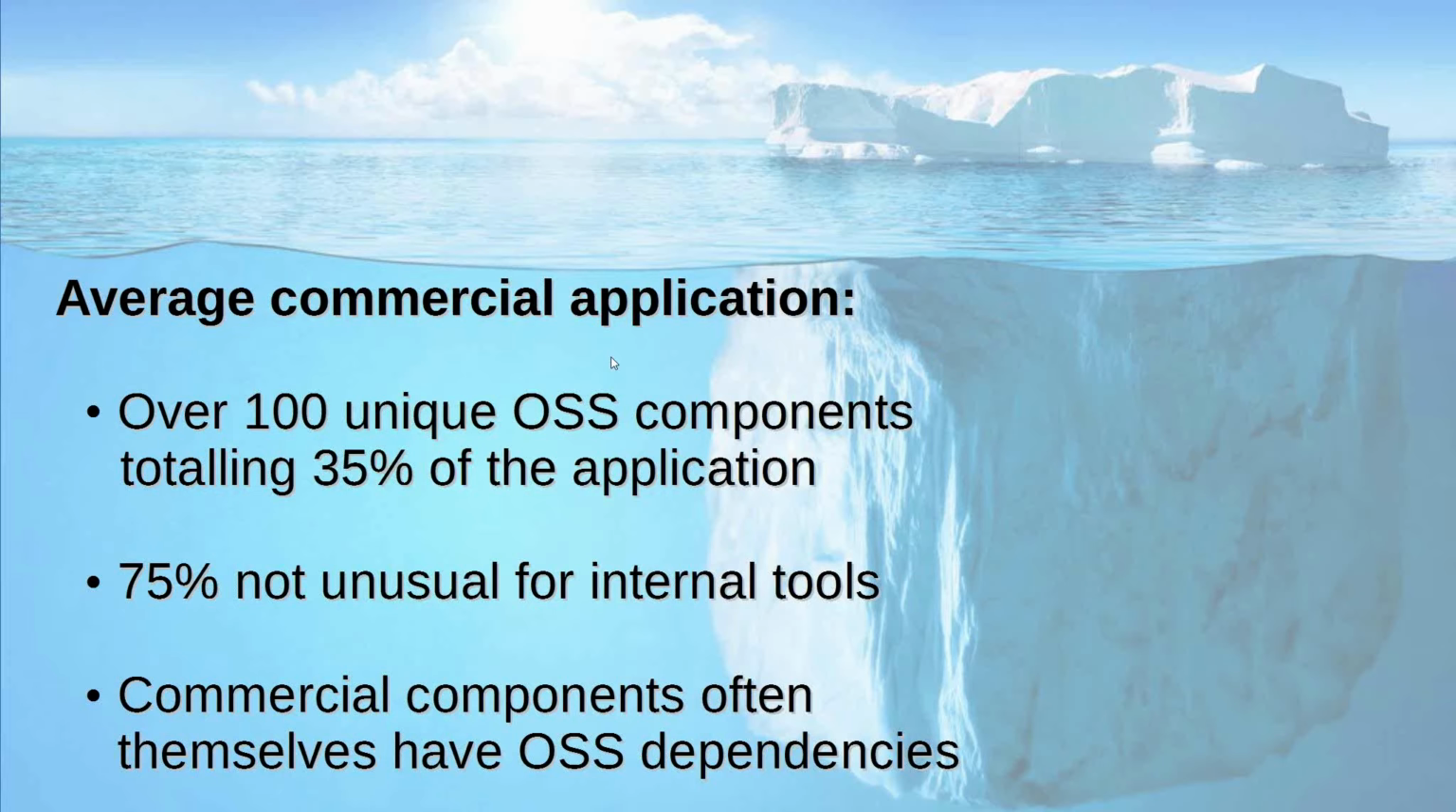Well, let's consider a 2016 report by Black Duck Software on the state of open source security in commercial applications. There were some very interesting and surprising findings. The report was produced by analyzing over 200 applications that were previously audited by the code owners. It was found that on average, the commercial applications which were intended for release to users contained over 100 unique open source components and make up for 35% of the application.